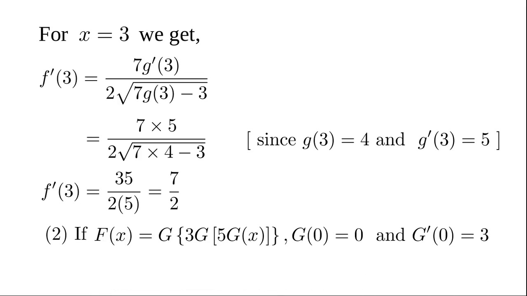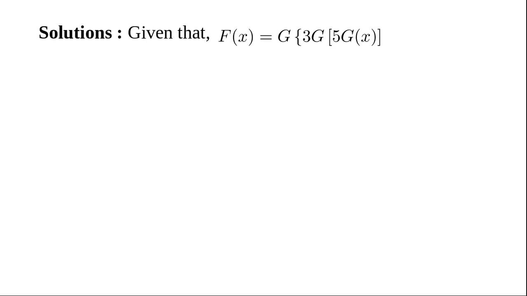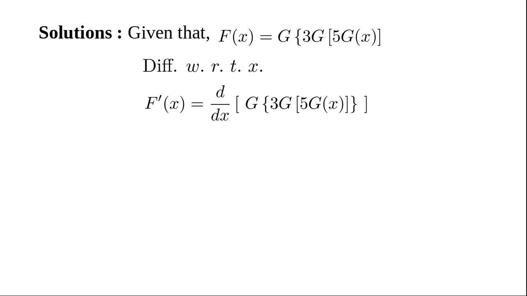Next is capital F of x equal to g of 3 times g of 5 times g of x. And you are given g of 0 is 0 and g dash of 0 equal to 3, and then find f dash of 0. Given the function f of x written as it is, differentiate with respect to x. f dash of x equal to d by dx of the right hand side, and here this 5 times g of x is treated as u.